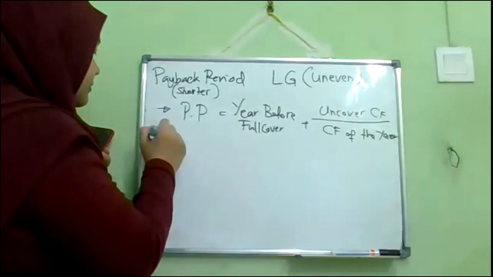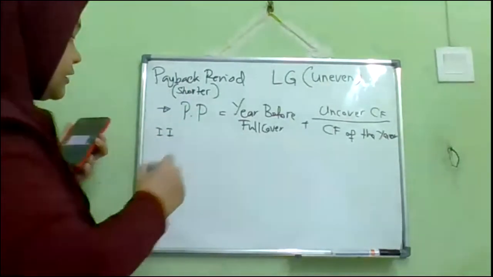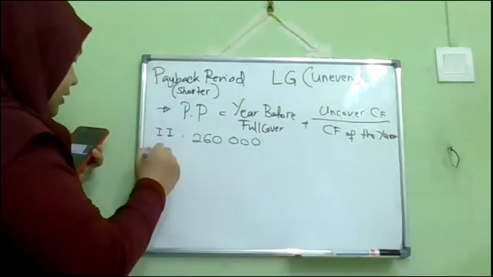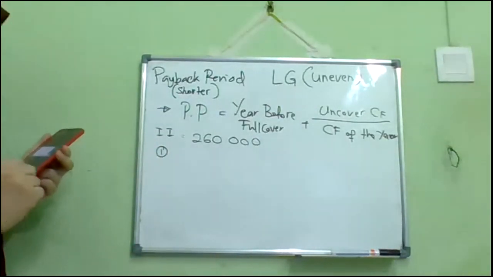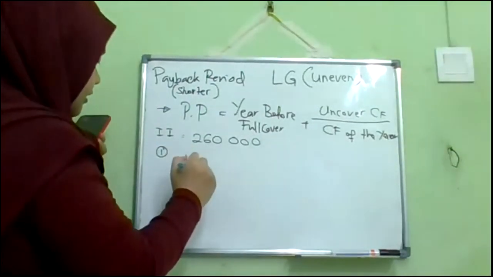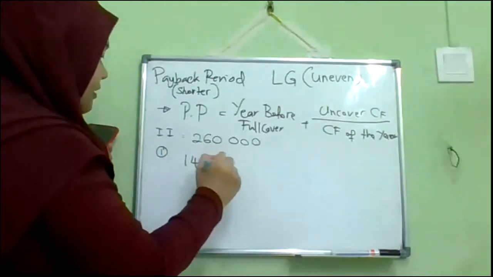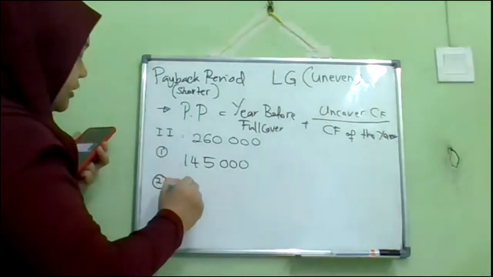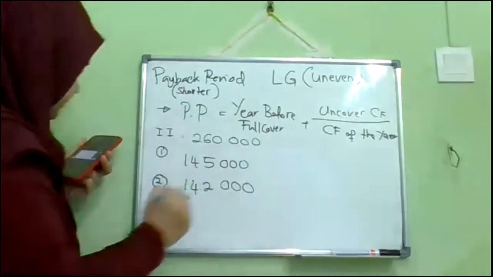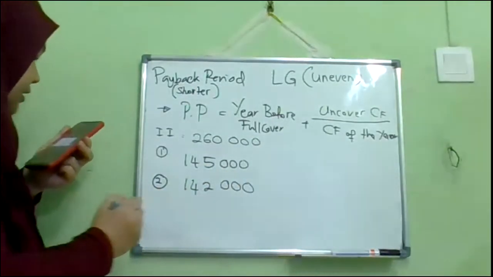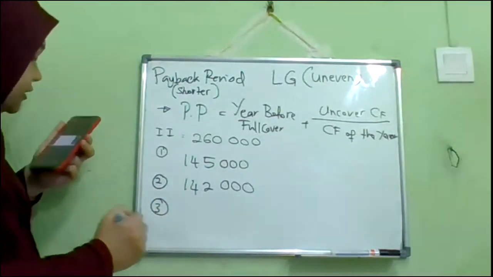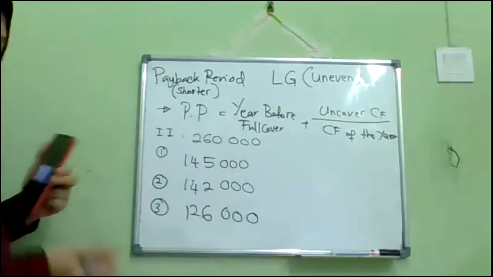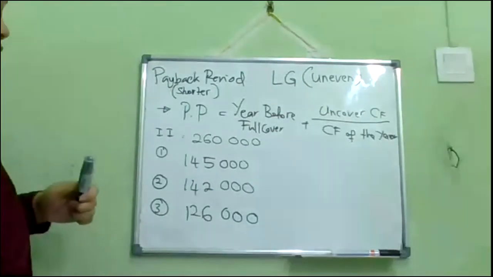Okay, so initial investment is 260,000. At year 1, LG gonna receive 145,000. At year 2, LG gonna receive 142,000. Year 3, LG gonna receive 126,000. So continue for every year. So you have to calculate one by one.